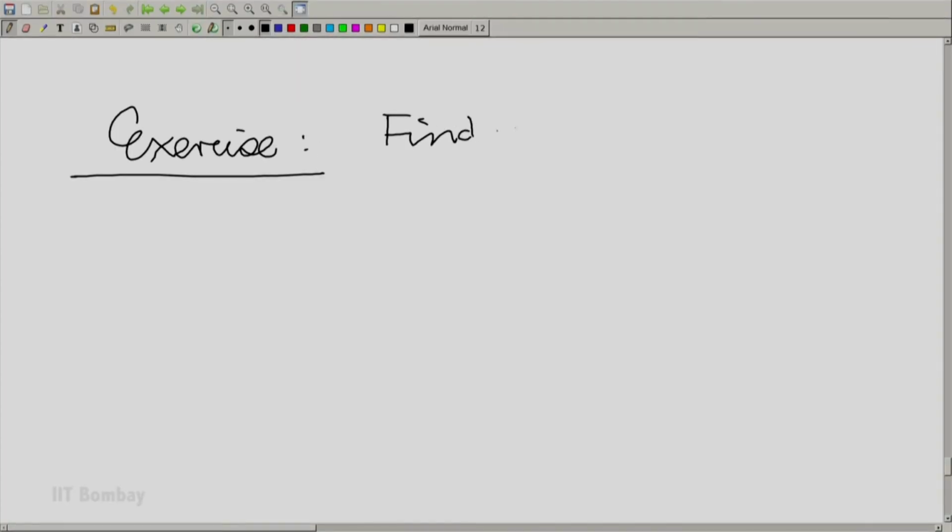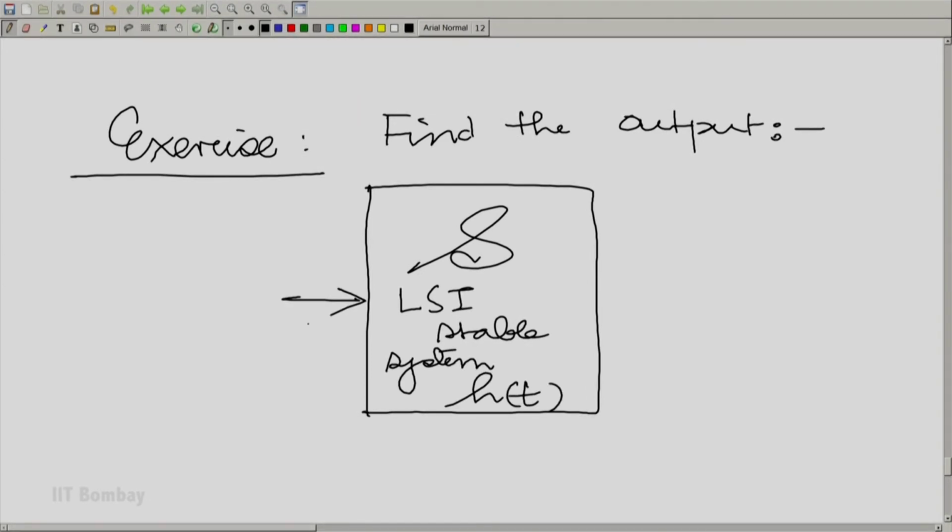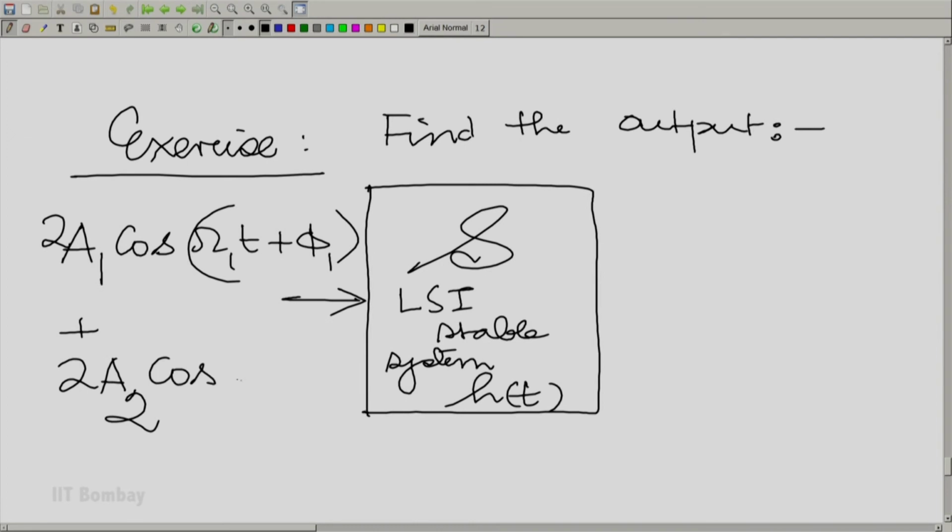In fact, now suppose I had multiple sinusoids. Suppose I had two sinusoids of two different frequencies. Let me put the problem down before you and let me answer it in the next session. The problem is as follows, given to you to think about. Find the output. I have the same linear shift invariant stable system, impulse response h(t). The input is now a sum of two sinusoids of different frequencies, 2a1 cos(omega1 t plus phi1) plus 2a2 cos(omega2 t plus phi2). The question for you is, find the output.